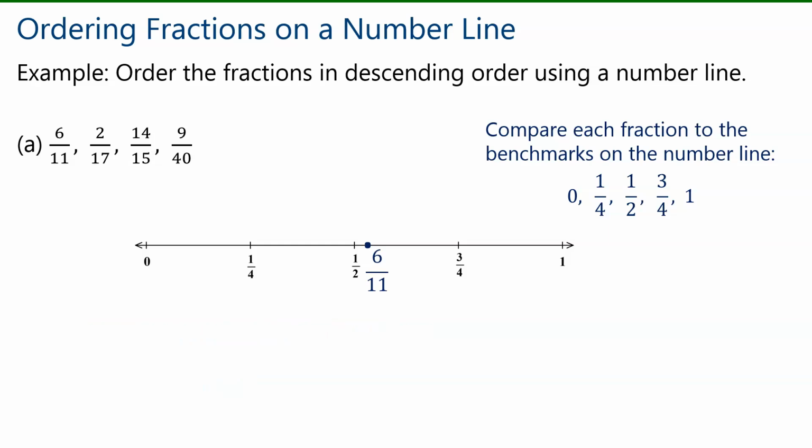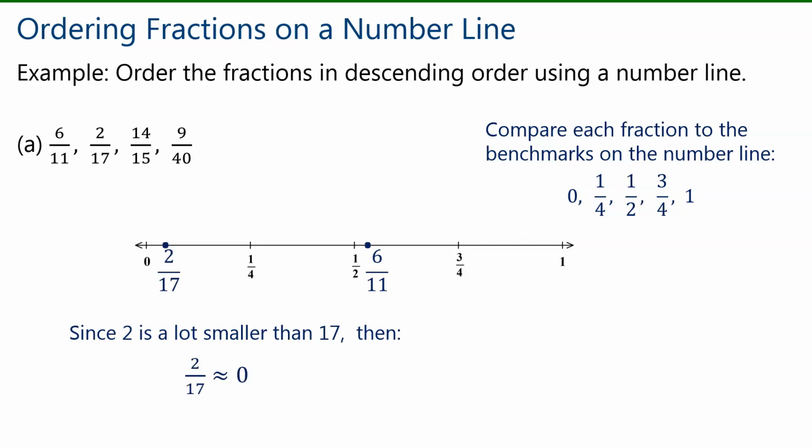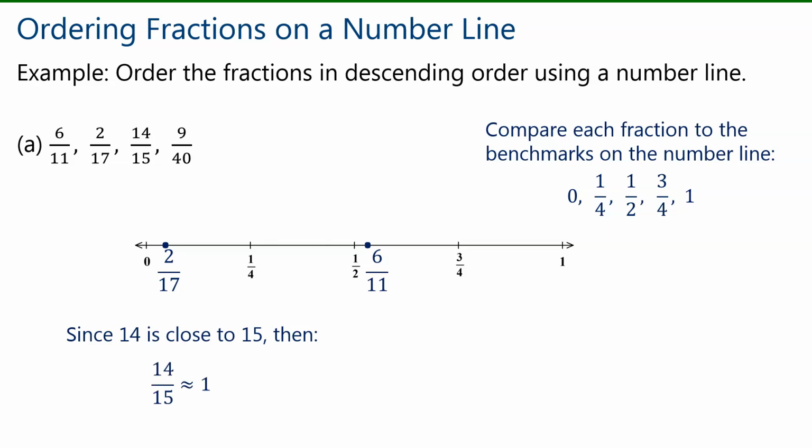Now, whenever we have a numerator that is a lot smaller than the denominator, we can say that that is approximately 0. So I'm going to place that right here on the number line. Now, when you have a numerator and the denominator that are pretty close, like 14/15, then we say that is approximately 1. Since 15/15 is 1, 14/15 is going to be slightly smaller than 1. So I'll put that here.